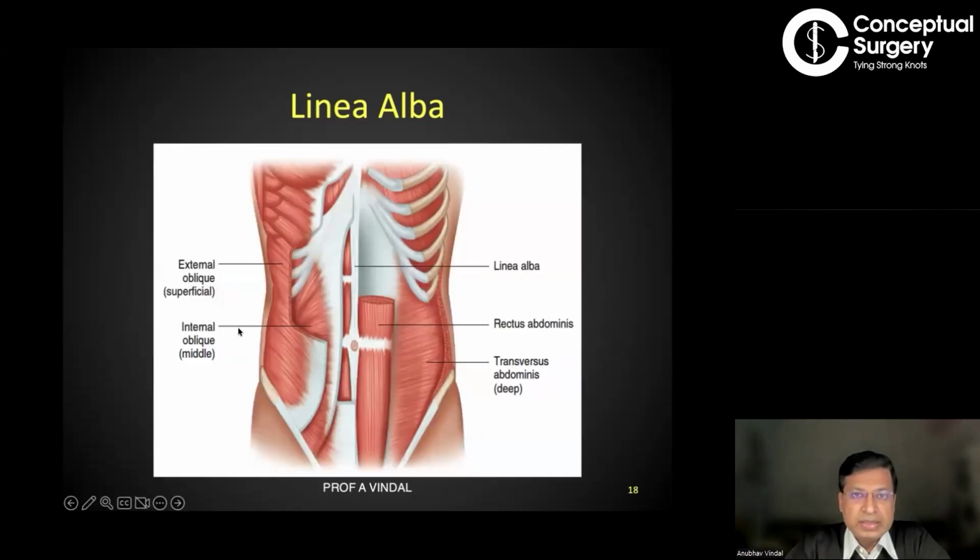So again, let us look at a cross section of the abdominal wall. The midline structure, that white structure that you see intersected by the umbilicus, is the linea alba. On either side is the rectus abdominis. The upper part of the rectus abdominis is cut here. Anterior to the rectus abdominis is the anterior rectus sheath, and posterior to the rectus abdominis is the posterior rectus sheath.